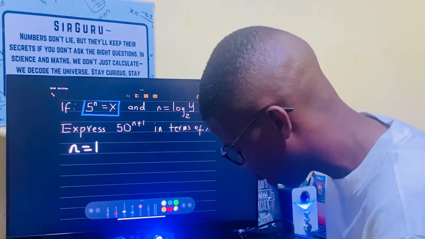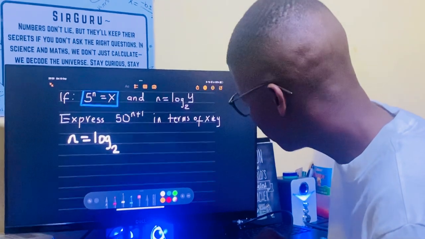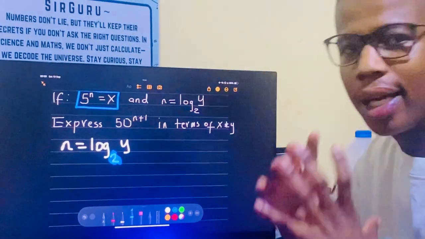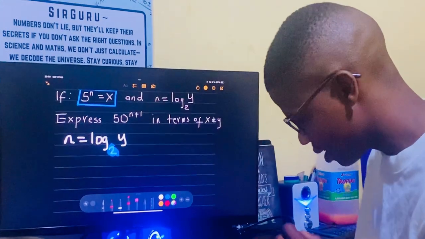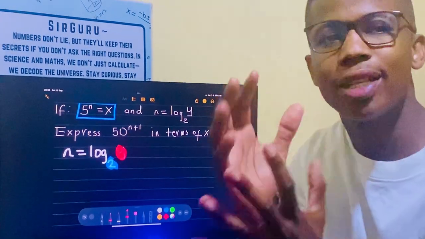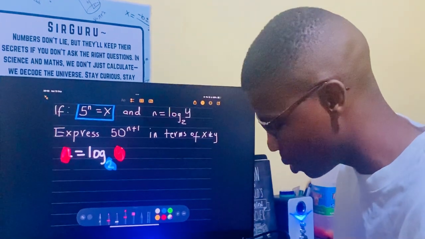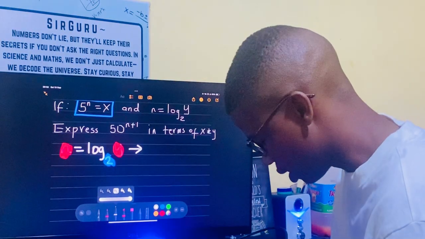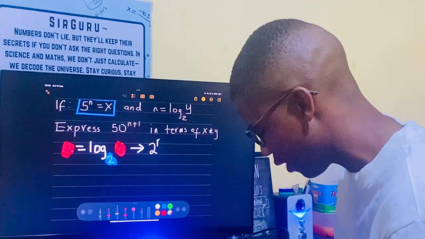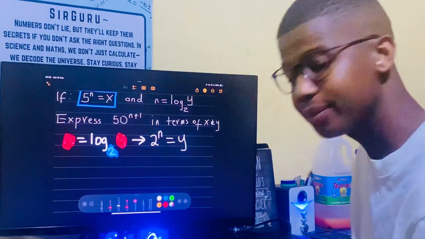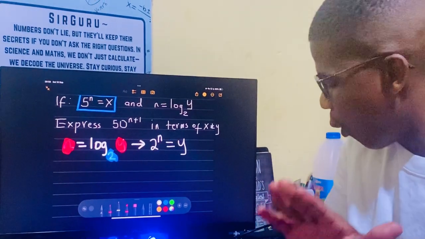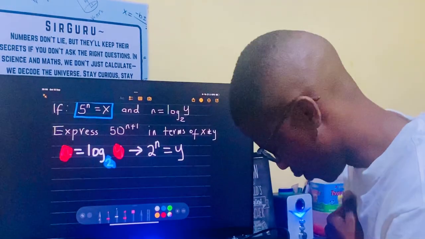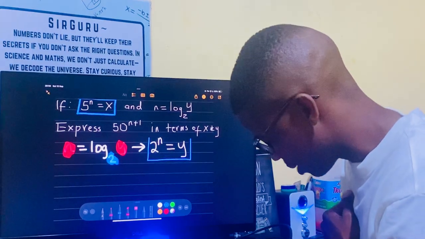n equals log base 2 of y. When we read this, we say 2 to the power of what will give us y. So 2 to the exponent of what will give us y, and the exponent will be this one here. So it's basically 2 to the power of n will give us y. Which means where I see y, I can replace it with 2 to the power n because 2 to the power n is y. Okay, let's box them so that we can use them later.